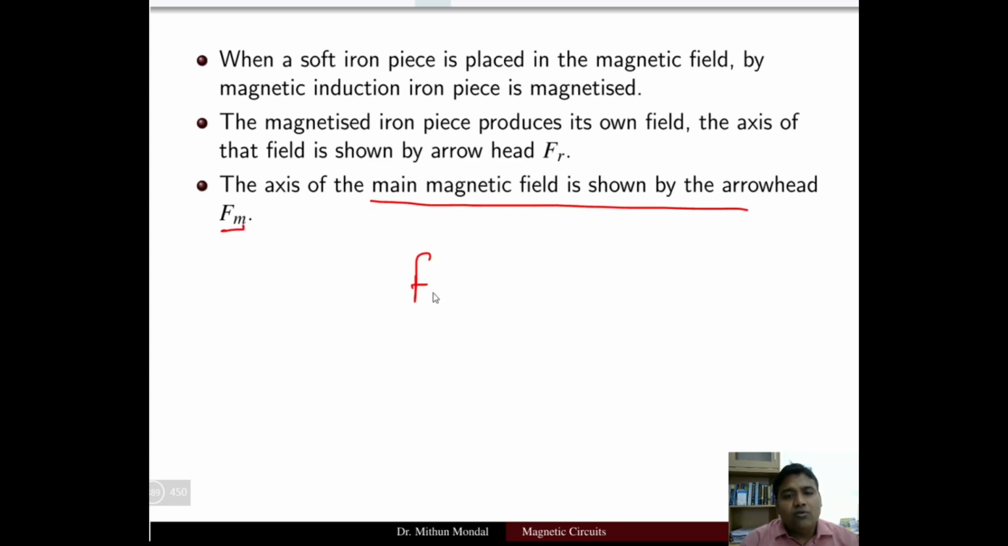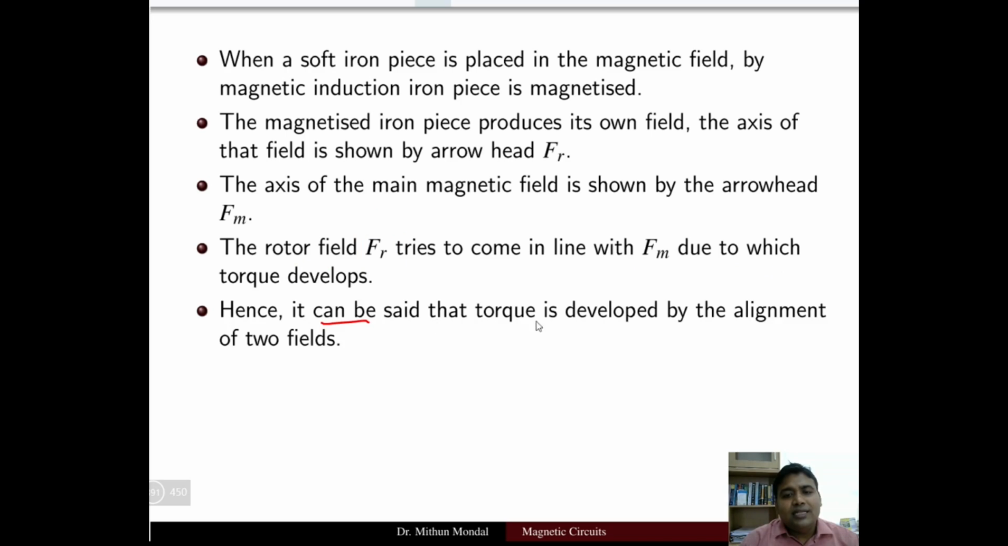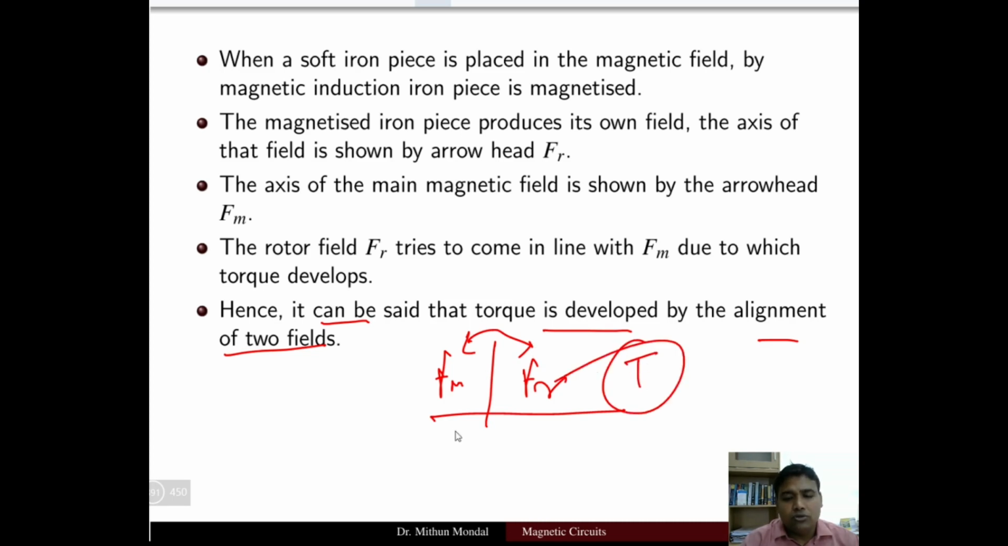So there are two fields, one is Fm and the other is Fr. Fm is the main field due to the permanent magnet, whereas Fr is the field due to the magnetization of the iron piece. Fr is known as the rotor field because it is rotating. It will try to come in line with Fm, due to which the torque will develop. It is said that the torque is developed by the alignment of the two fields, the main field and the rotor field.